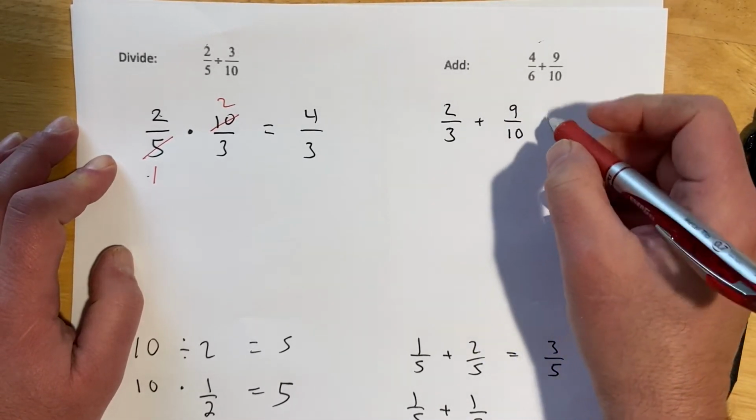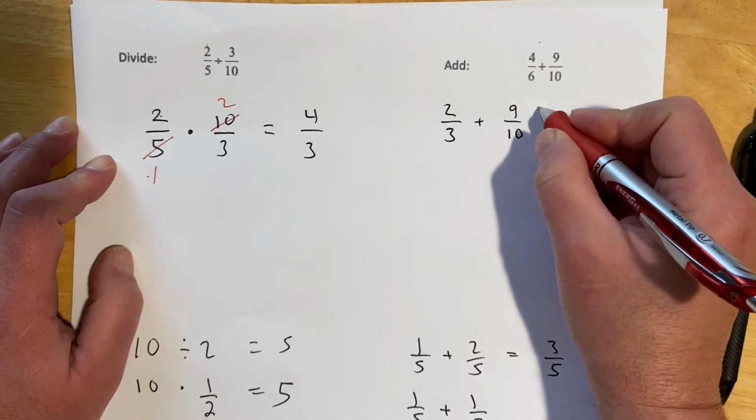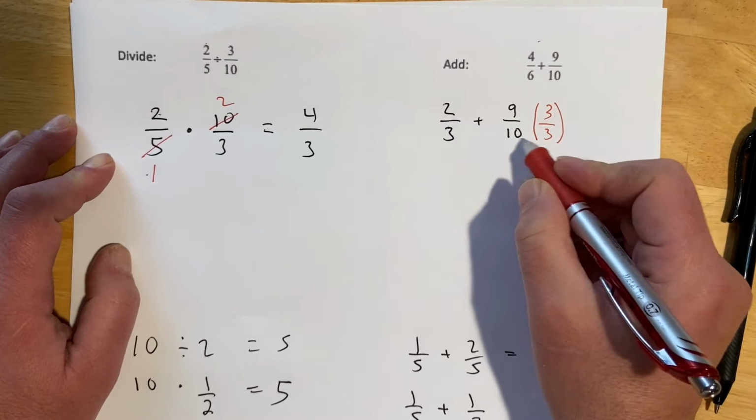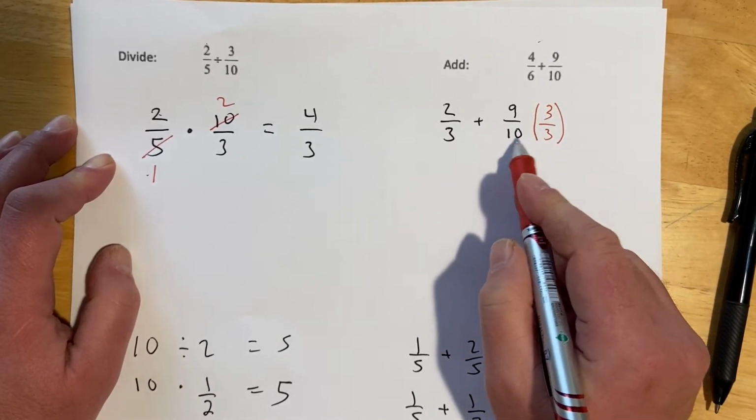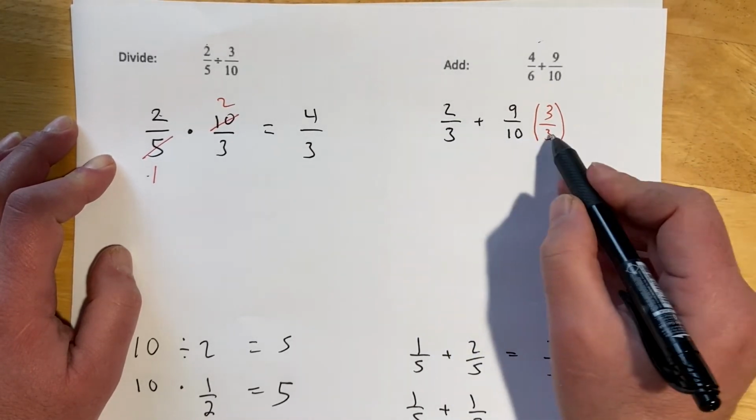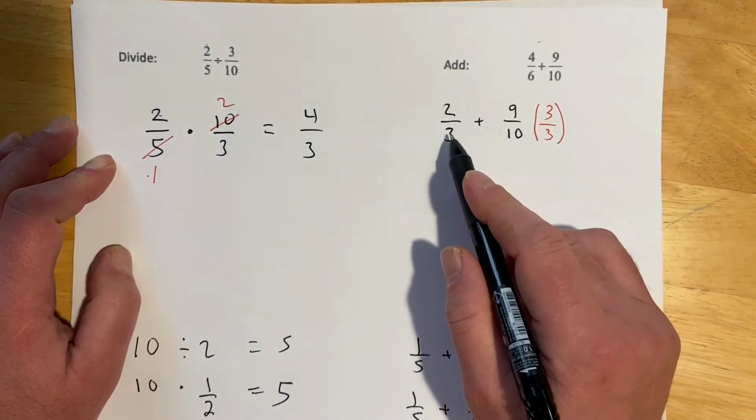If I can see it right there, might as well do it now, because that's a pretty easy spot. So 3s and 10s, so my LCD is going to be 30, so I'm going to multiply this one by 3/3. So I'm making an equivalent fraction. It's going to be 27/30. That is the same thing as 9/10. I'm just giving it a different look so that I can have a common denominator.